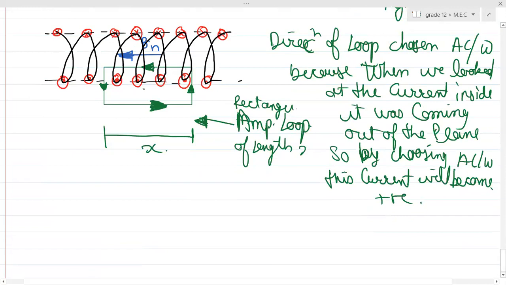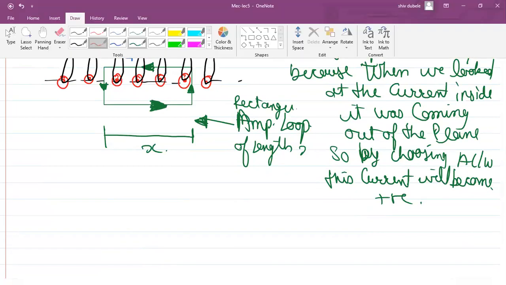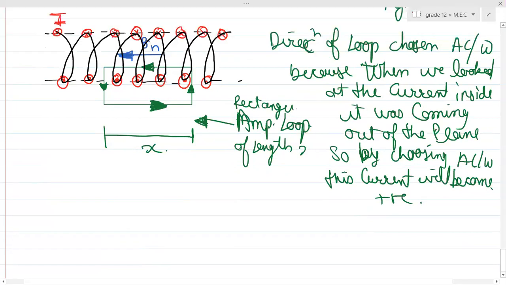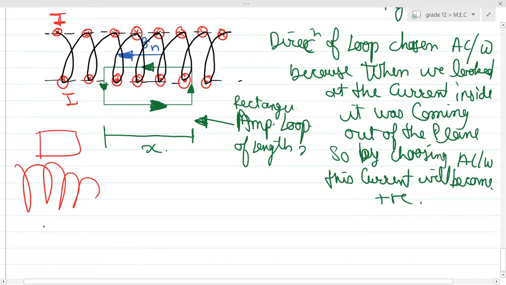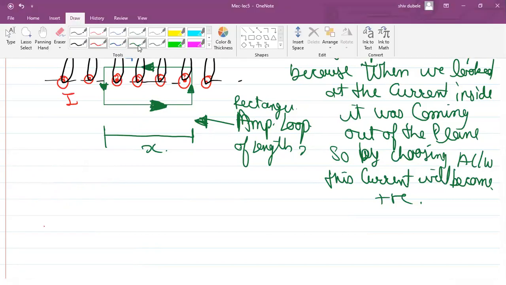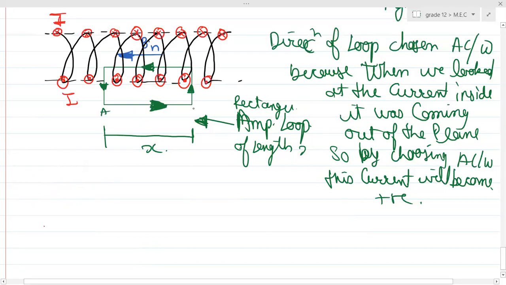Which current am I talking about? I'm talking about this current, which is passing through the solenoid. Can you see? So what if we had considered a loop which is above the solenoid? One side of the loop should be passing through the solenoid. Doesn't matter, it's the same thing. It will not make any difference.